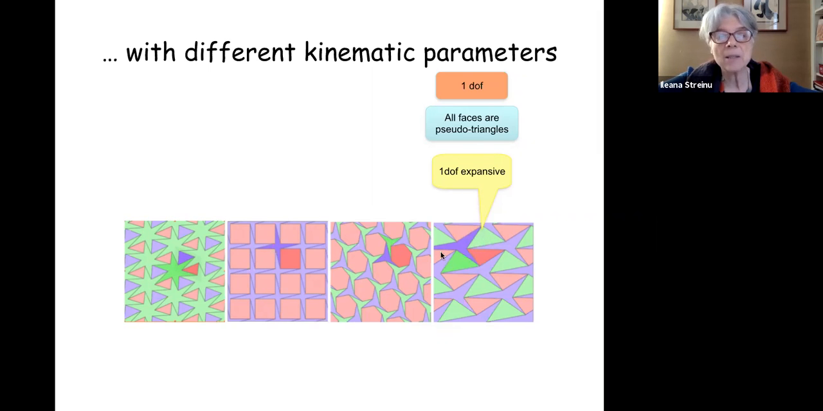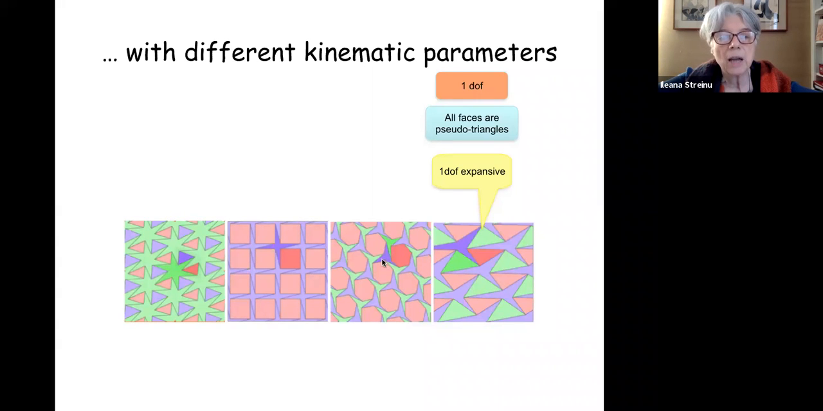So some are triangles. And here you can see the other type of face, a pseudo-triangle. A pseudo-triangle is a polygon as non-convex as possible. So it has only 3 vertices that are smaller than pi. Everything else is larger than pi. And you see this pattern in all of these pictures.